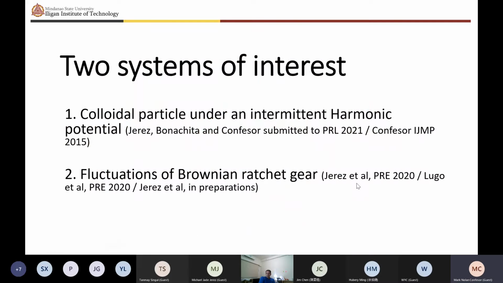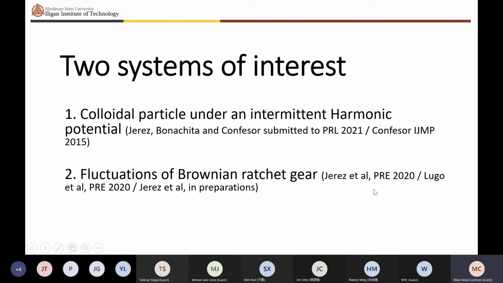So today I will talk about two types of systems that I would like to check that formulation on, the detailed balance-like relation. The first one is a colloidal particle under an intermittent harmonic potential. We just submitted this work and hopefully it will be accepted soon. But we have prior work on this back in 2015 and even in 2012. Another system that I would like to discuss is the fluctuations of a Brownian-ratchet gear.